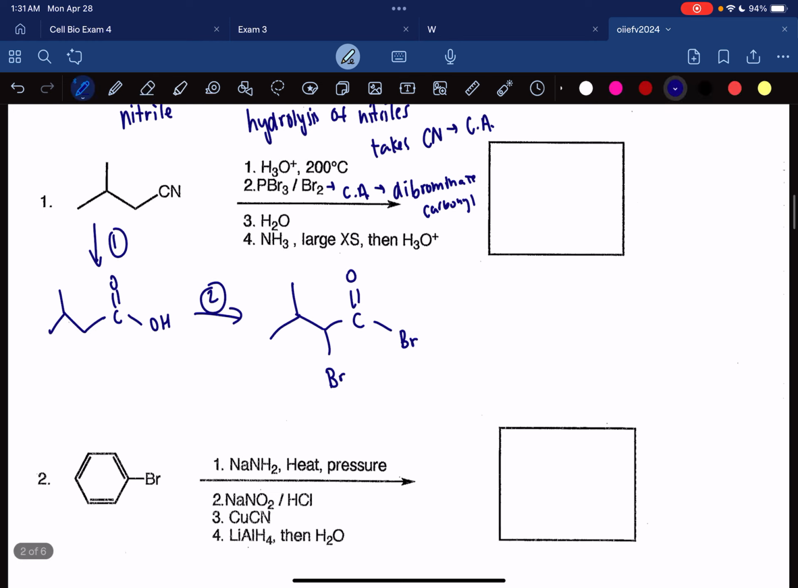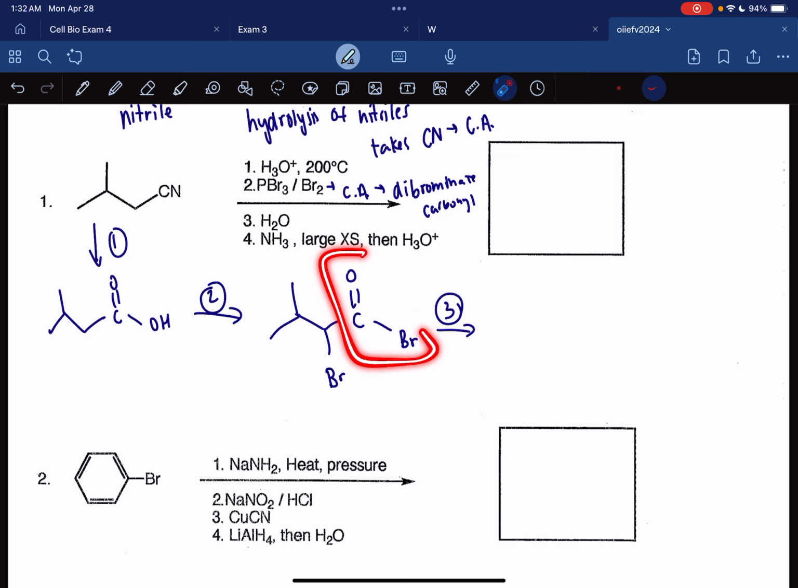in this initial reaction. And then the third step, whenever you have a halide in that position, this will replace the halide and take it back to carboxylic acid. So that looks like this.